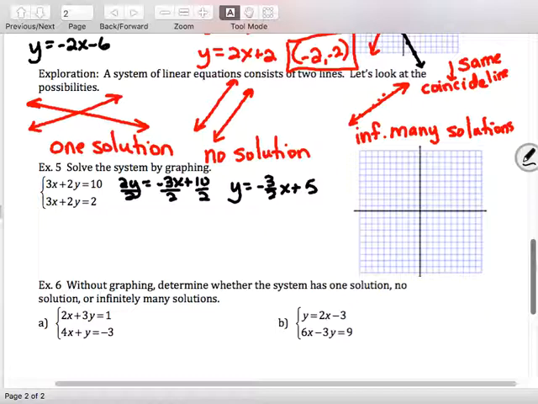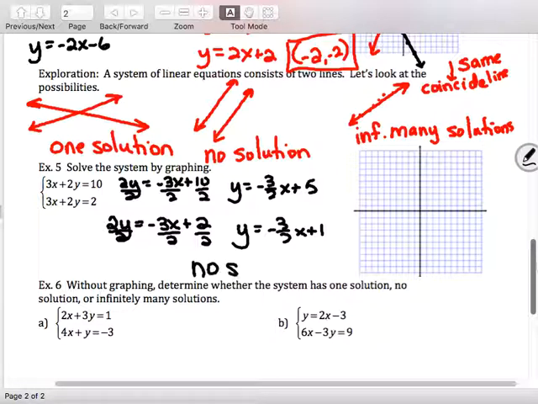So the first equation, when I solved for y, I'm getting y equals negative 3/2 x plus 5. With my second equation, when I subtract 3x and divide by 2, I'm getting y equals negative 3/2 x plus 1. So right here, without even graphing, can you tell by looking at the equation they're parallel, because they have the same slope but different y-intercepts. So if they're parallel, that means there's no solution. But let's go ahead and graph it just so we can see it.